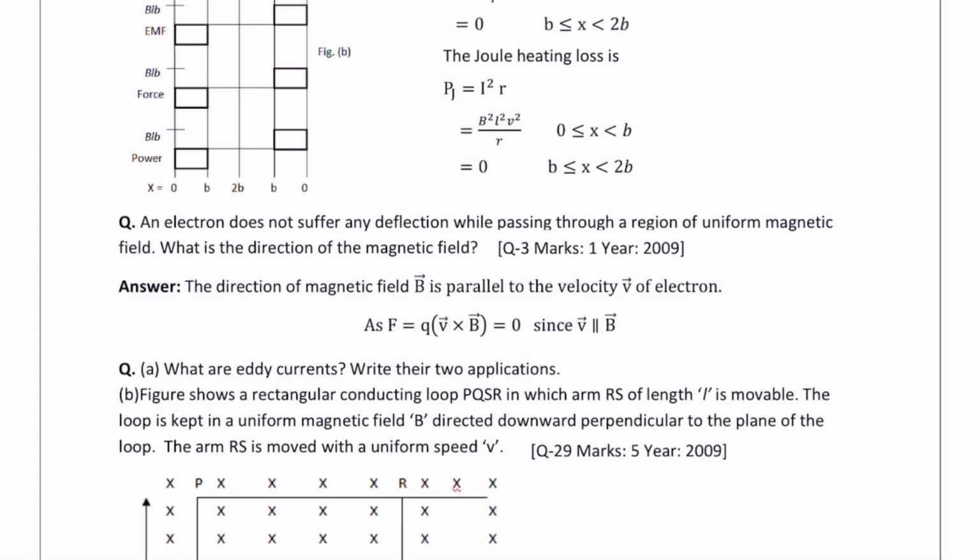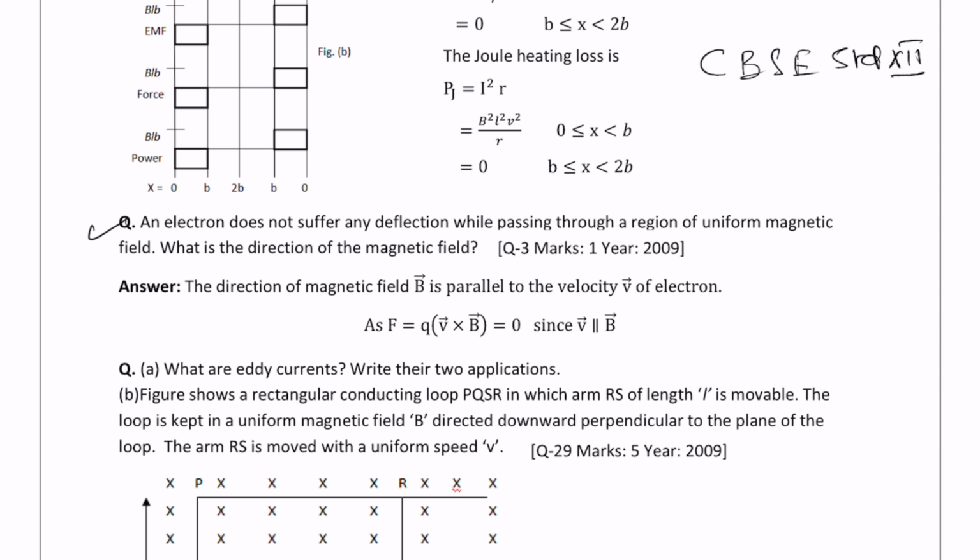We are discussing CBSE Standard 12 previous year's physics questions and answers. The chapter belongs to electromagnetic induction and AC, alternating current. So let's resume our discussion.